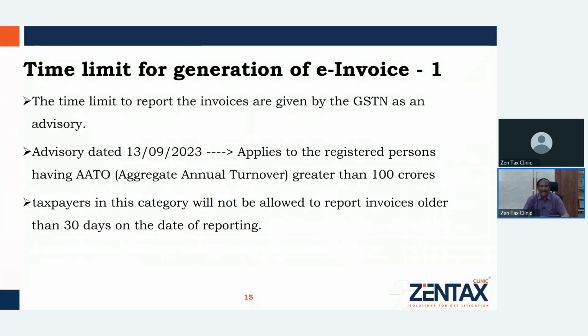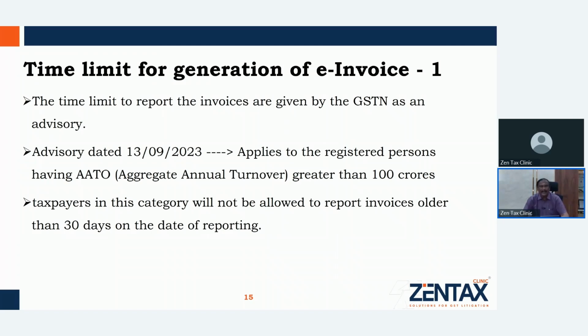There is an advisory dated 13/9/2023. This advisory was made applicable to persons having an aggregate annual turnover of more than 100 crores. There they say it cannot be more than 30 days. Suppose you are generating the invoice on 1st October, then by 30th you must generate the e-invoice. After that, you cannot generate the e-invoice. So this is very, very important.